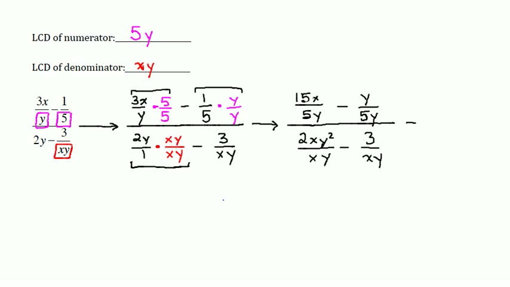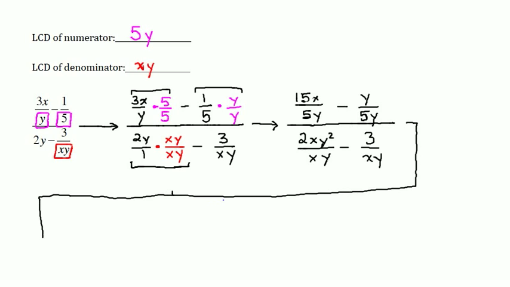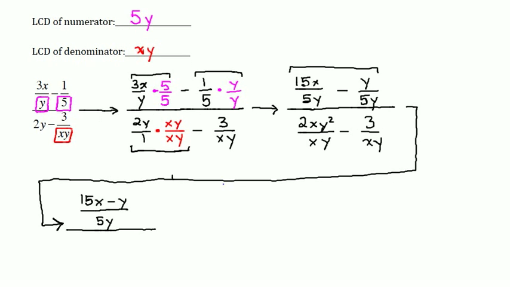I'm now ready to take it to the next step, for which I'm going to bring this arrow all the way down. My next step is to go ahead and combine over a common denominator both of these terms in the numerator. 15x and minus y are not like terms, so all I can do is write that as 15x minus y over 5y. And now the main fraction bar here, separating the numerator from the denominator of the overall expression. In the denominator, I have a common denominator of xy, so this becomes 2xy squared minus 3, also over xy.